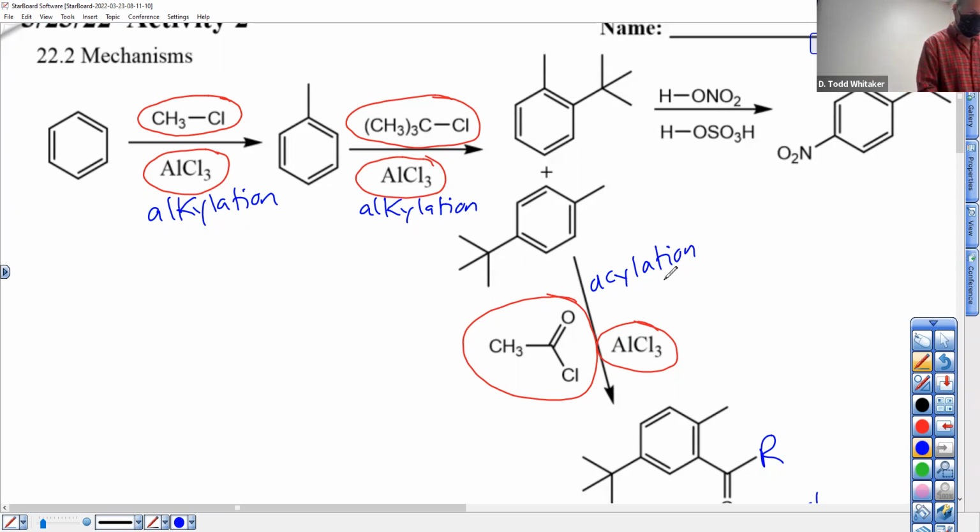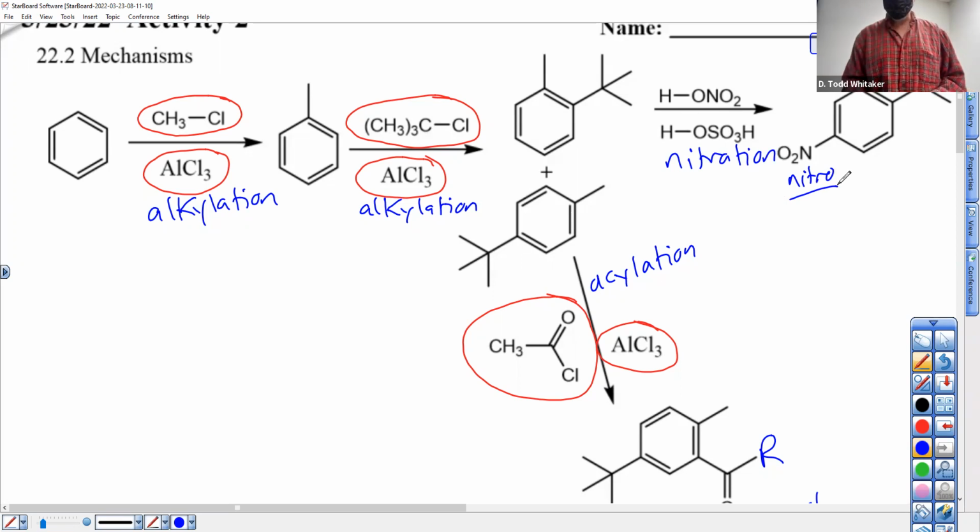And we're also going to look at nitration. That's a nitro group you put on the benzene right there. The process of putting it on is called nitration. So I want to show how general the alkylation and acylation are. So I'm going to start all 3 of those mechanisms right now the same way.